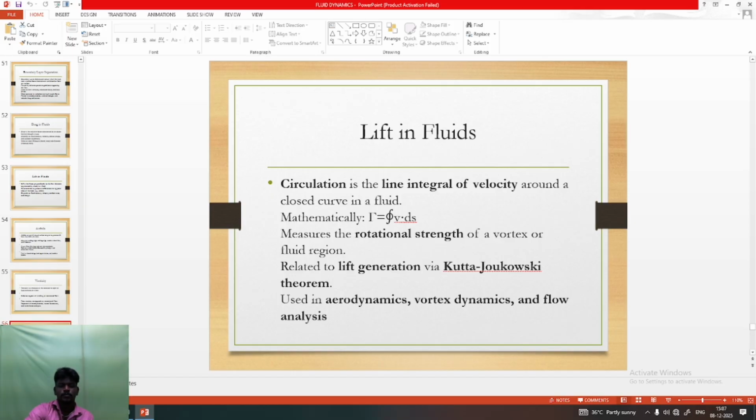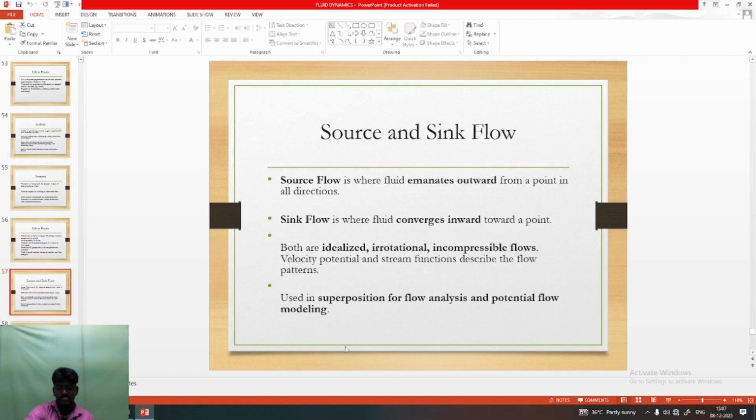The next one is source and sink flow. Source flow is where the fluid emanates outward from a point in all directions, like the sun. The next one is sink flow. Sink flow is where the fluid converges, moving inward to a point. That is called sink flow.